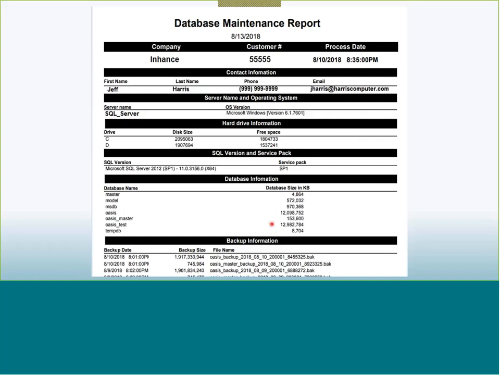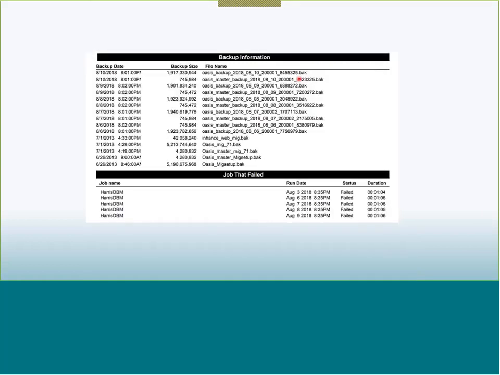Now, I think the only information that most people look at this report to get is the backup information. And let me go to my next slide. So the backup information gives you when your database was backed up and which one was backed up. So you can see here on the 10th, the 9th, the 8th, the 7th, that it was consistently backed up for this customer. And also it shows other jobs that ran.